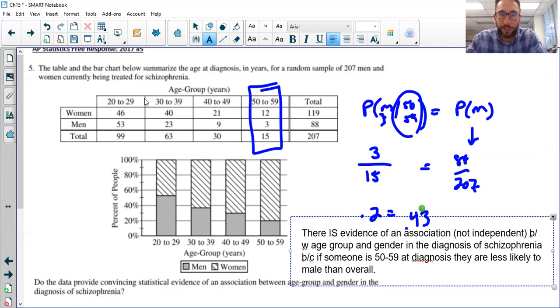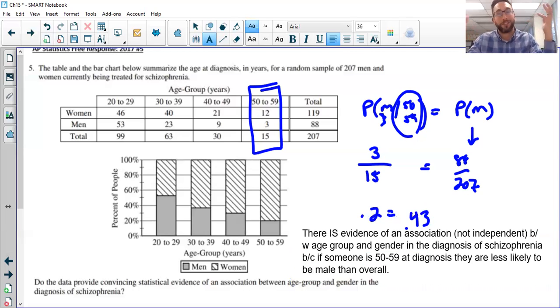Right, that's what this is, right? This is the age at diagnosis. It says it right here, right? Age at diagnosis, that's where I'm getting that from. But if we know someone's 50 to 59, there's a 20% chance they're male. Overall, there was a 43% chance these people who were diagnosed were male. So if we know someone's 50 to 59, it appears, 0.2, they're less likely to be male than overall.